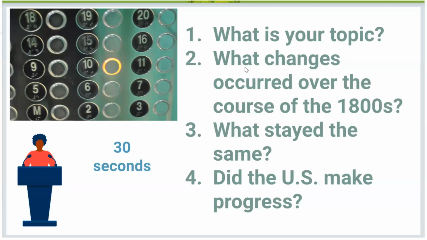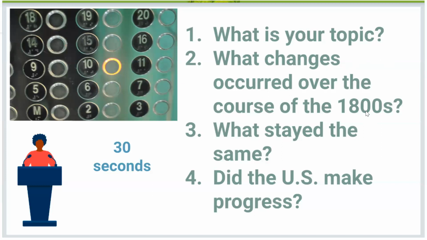It's up to you, but you do want to make sure all of those topics are covered. And each triad is going to write a 30-second elevator speech to argue whether the US made progress in that area by 1898. So what is your topic? What changes occurred over the course of the 1800s? And what stayed the same? Finally, did the US make progress?